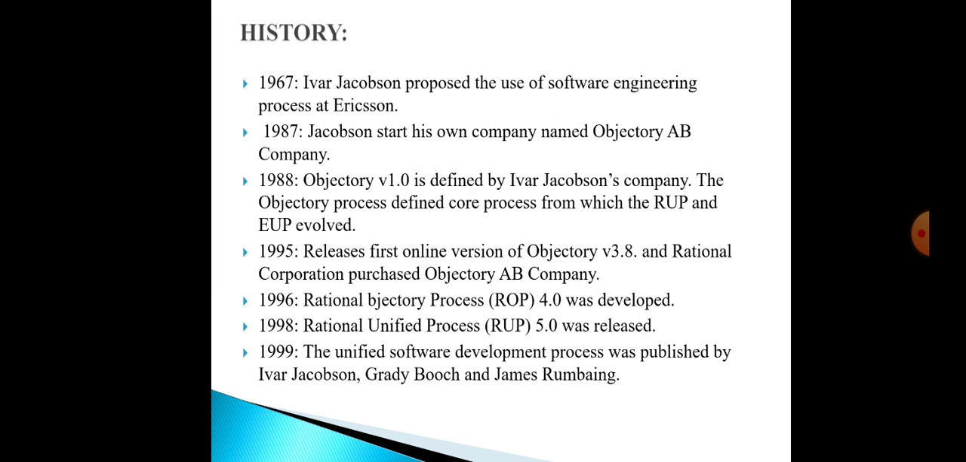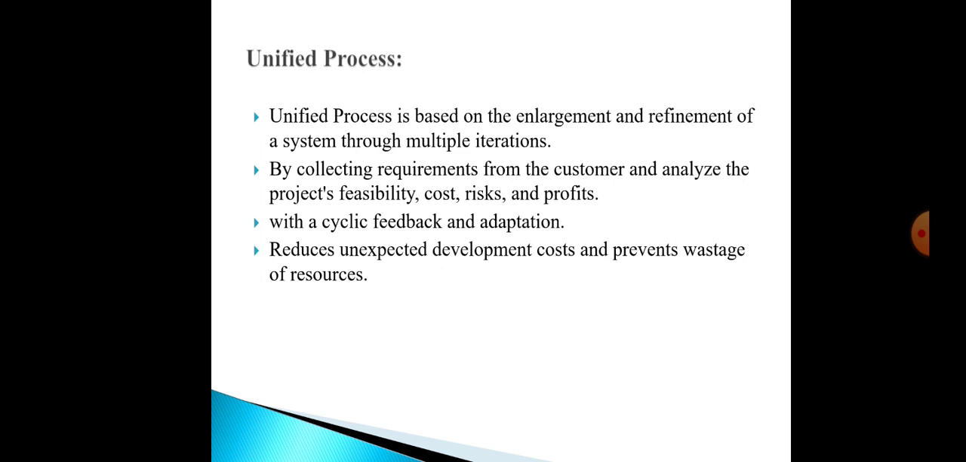In the year 1996, Rational Objectory Process was developed by Jacobson and company also. Next, in 1999, the Unified Software Development Process was published by Ivar Jacobson, Grady Booch, and James Rumbaugh. Unified process.